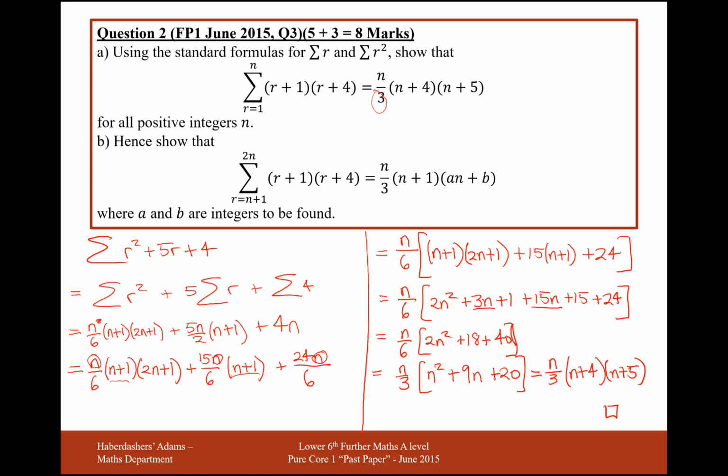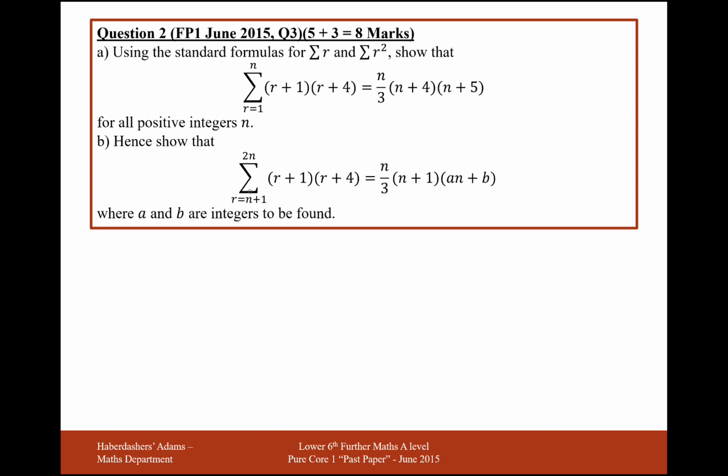Great. So the second part is to now show that the sum from r equals n plus 1 up to 2n of this formula here can be written like this here. We need to find a and b. So what I need to do for this one is split up my summation so that it starts at n plus 1 and ends at 2n. So what we have to do here is split it up from n plus 1 into the sum from 1 up to 2n.